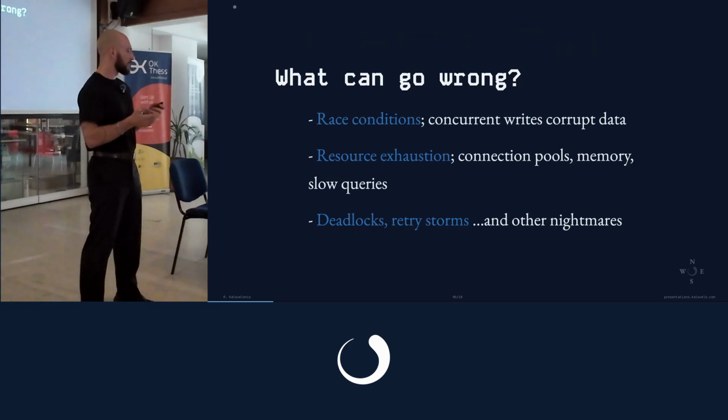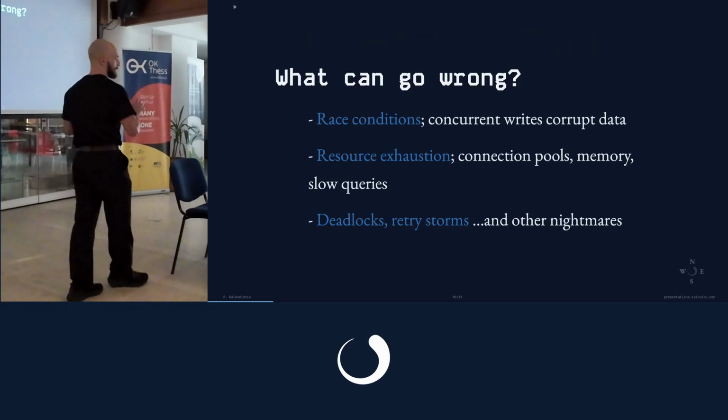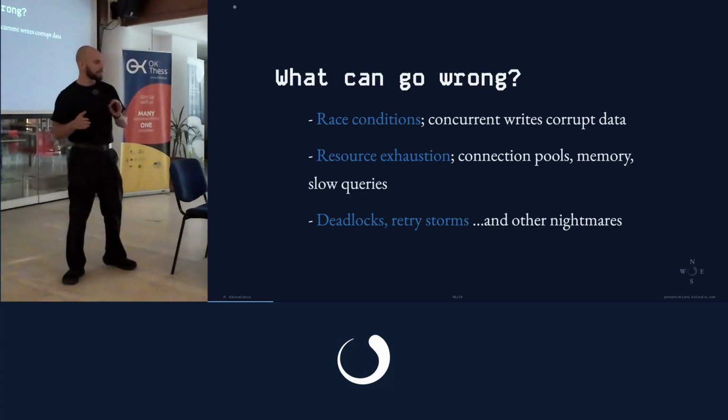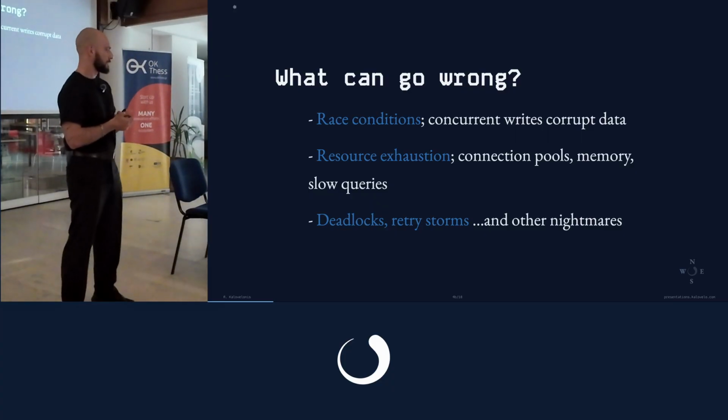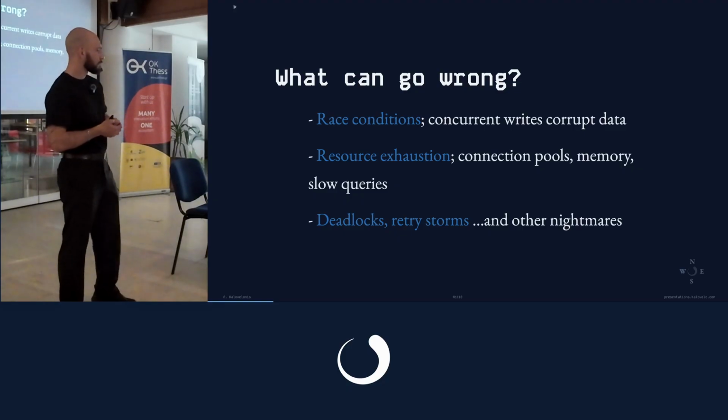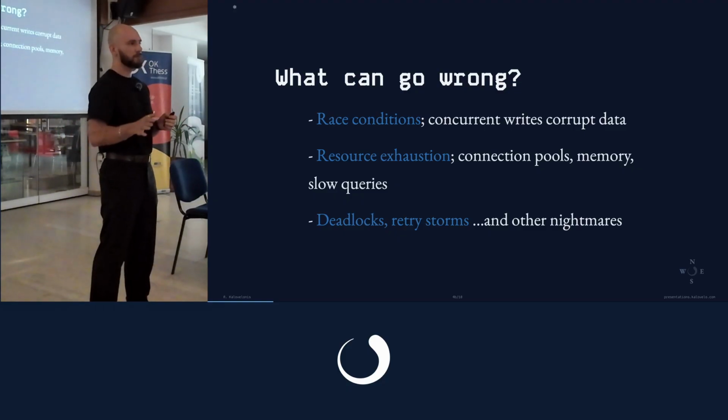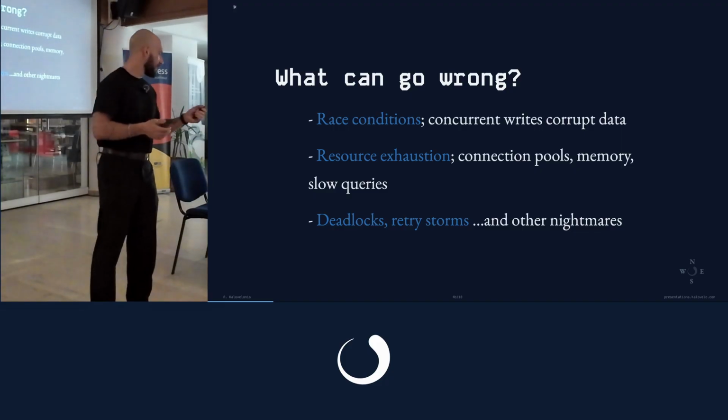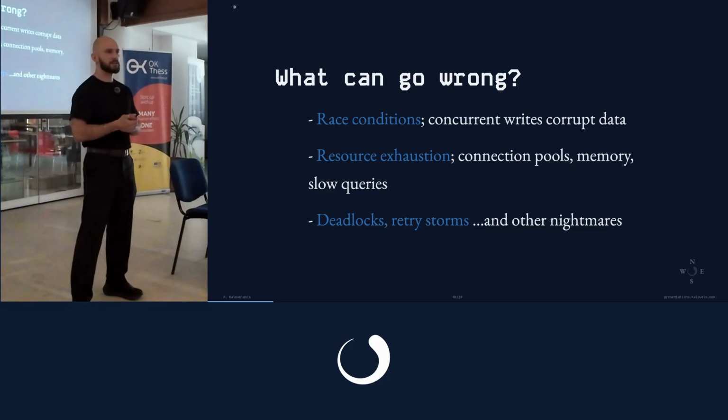And what exactly can go wrong? We have some bad things that can happen. If we haven't taken into account concurrent writes, we can have corrupted data. We can also exhaust our resources. Think about memory leaks. And there can also be some other big monsters like deadlocks and retry storms.